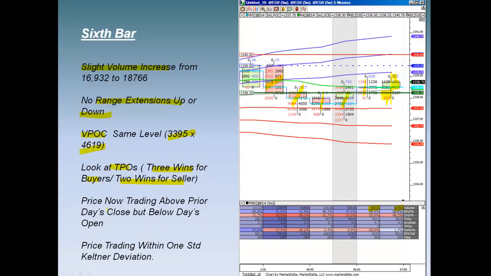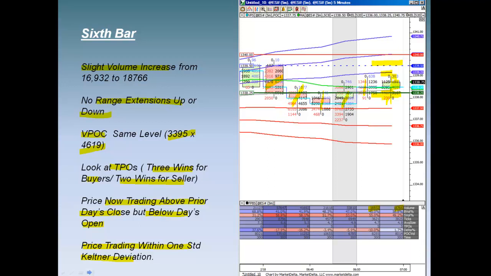So now you will see that prices are trading above the prior day's close, but below today's open. You can see this is the prior day's close, and this is the day's open, and that's where we seem to be in this particular bracket. Now notice also, it's interesting, price is trading within 1 standard deviation of the Keltner. Take a look at that. Here's the midline, and here's the 1 standard deviation. So it's a fairly narrow, tight range.